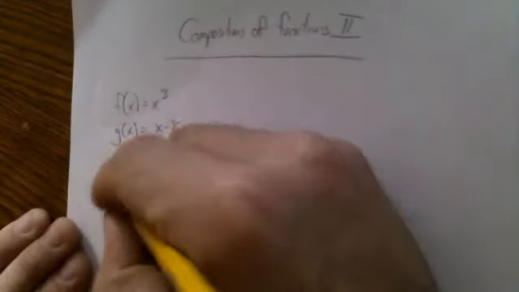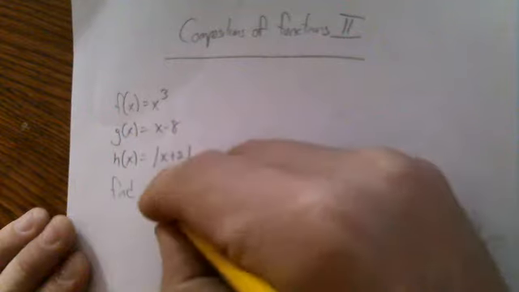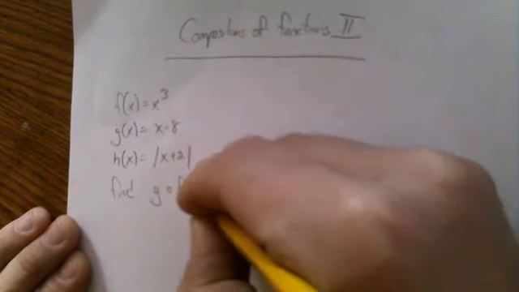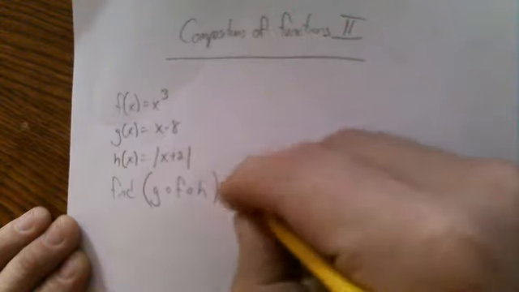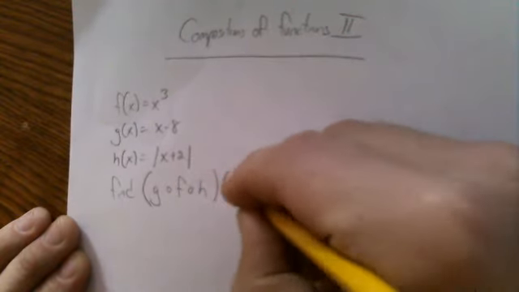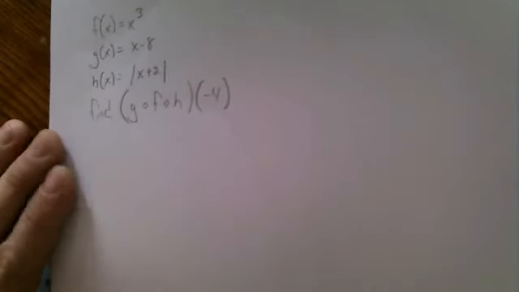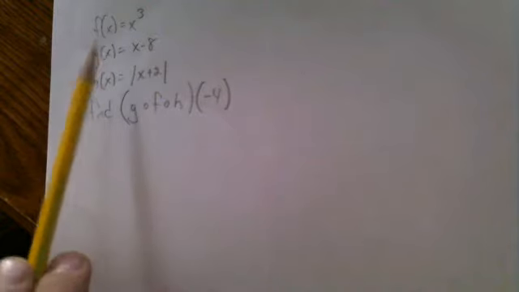Let's find g of f of h of -4. Alright, so the only thing we're including here is another function that we're working with. So we have all of our definitions up here. f is defined by that, g is defined by that, and h is defined by that.